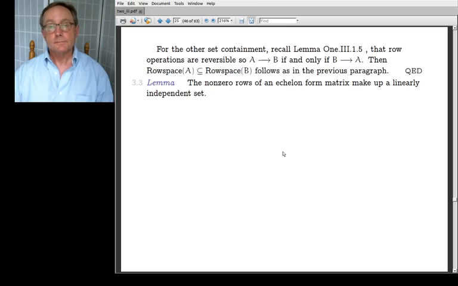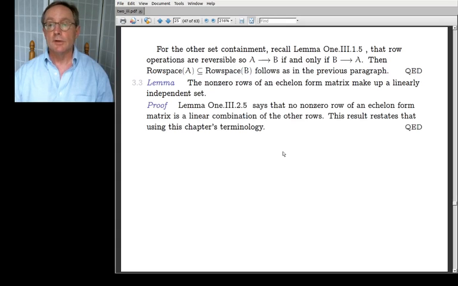So the next result is that the non-zero rows of an echelon form matrix make up a linearly independent set, and the reason is because we've seen it before. We didn't have the terminology in the first chapter, but nonetheless, the first chapter had this result that said no non-zero row of an echelon form matrix is a linear combination of the others. And this is just a restatement. No one is a linear combination of the other elements of the space makes it a linearly independent set.